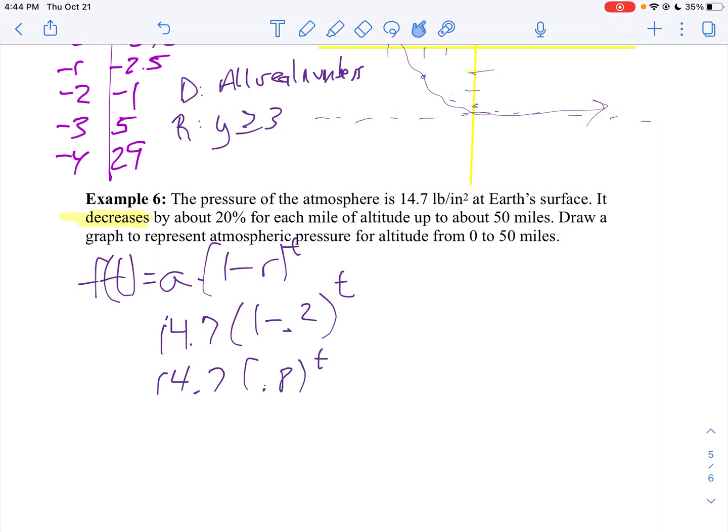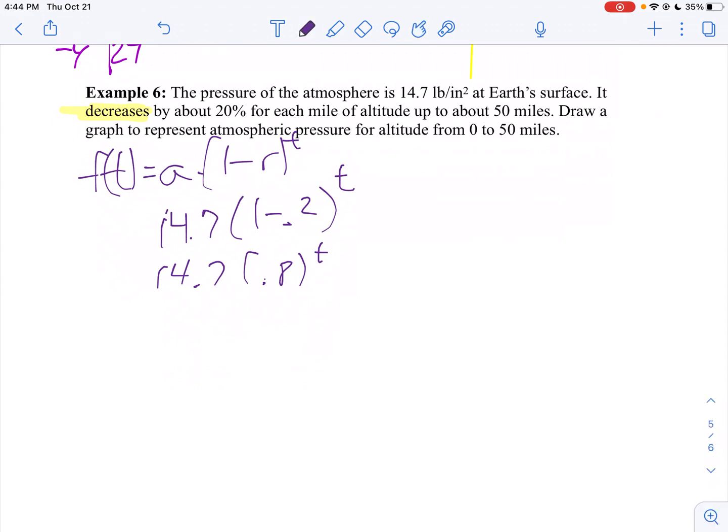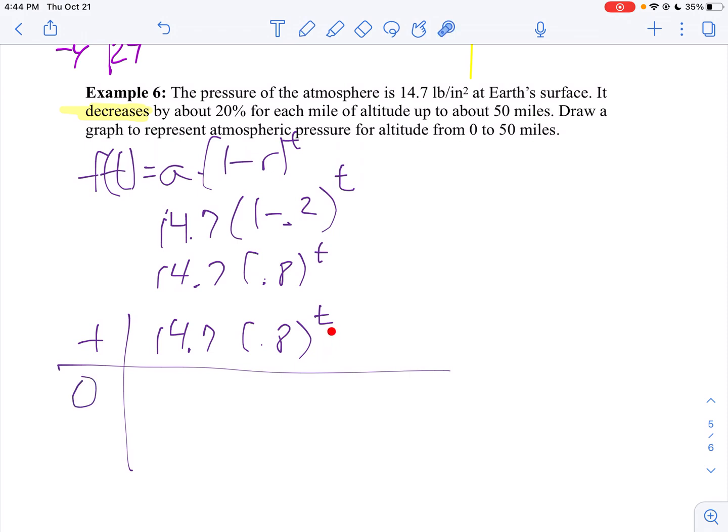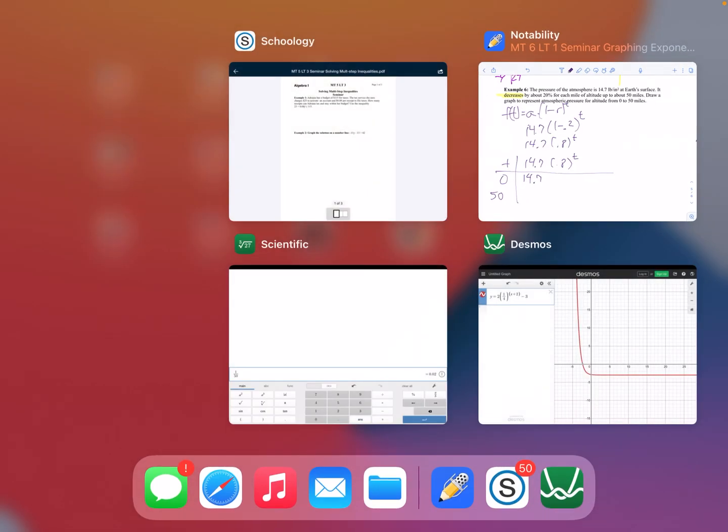Now I'm going to graph this with technology, but I think what I'll do is make my table so I know where I should start. So I'm going to have t and 14.7 times 0.8 to the t power. Well, I'm going to start at 0. So when t is 0, I know anything to the 0 power is 1. So 14.7 times 1 is 14.7. Now I think I'll use my calculator to find out when it's 50. So I'll take 14.7 times 0.8 to the 50th power.